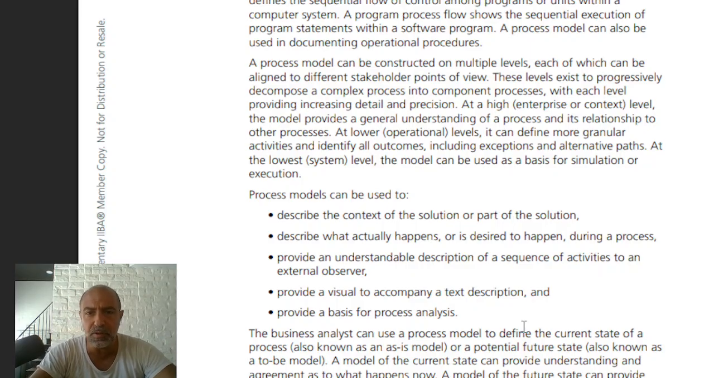A process model can be constructed on multiple levels, each of which can be aligned to different stakeholder points of view. These levels exist to progressively decompose a complex process into component processes. Exactly.